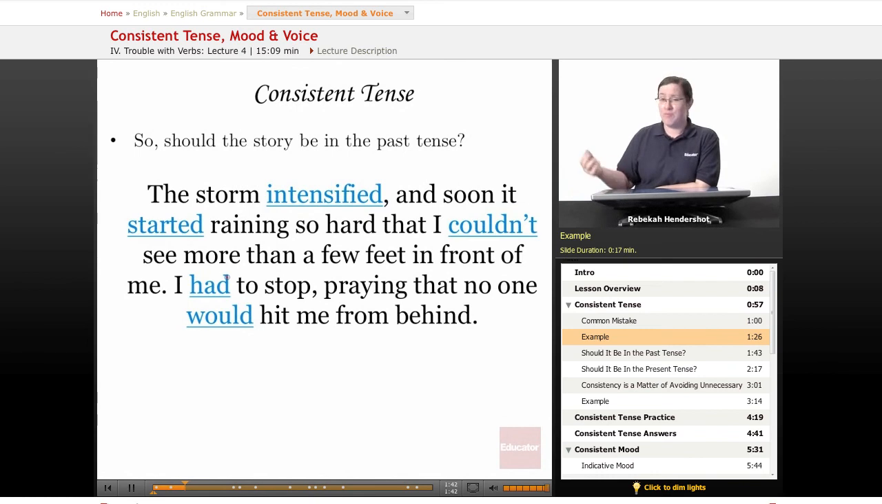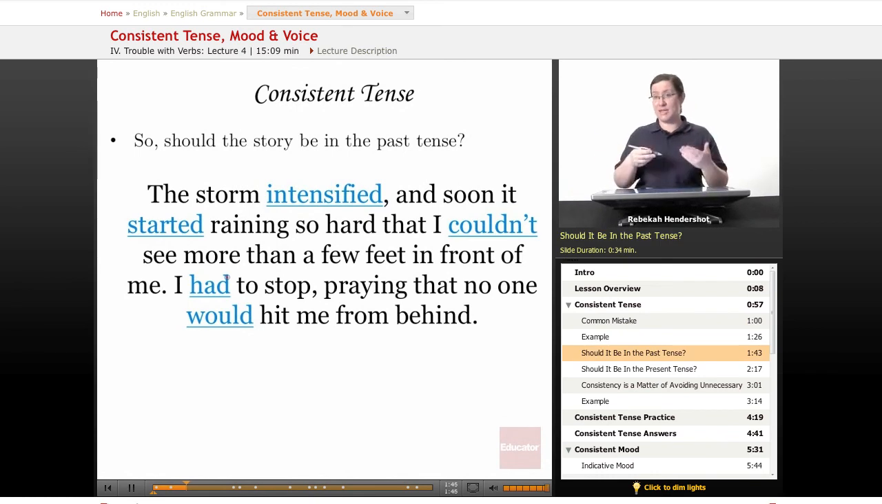All right. First question, should this story be in the past tense? Obviously, we're describing an event that has already happened. Could we have this in the past tense? So we have the storm intensified, and soon it started. Remember on the last slide that was starts, raining so hard that I couldn't, instead of can't, see more than a few feet in front of me. I had to stop, praying that no one would, instead of will, hit me from behind. Now, perfectly legitimate. You're describing a whole bunch of events in the past, and now they're all in past tense. Much less nauseating, no bouncing around in time now.